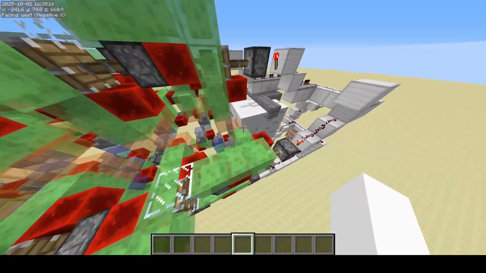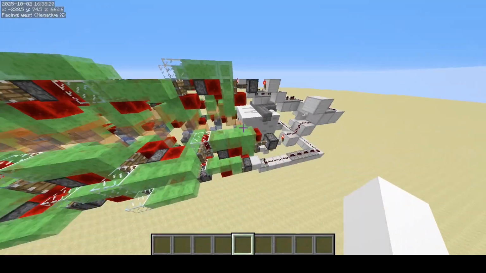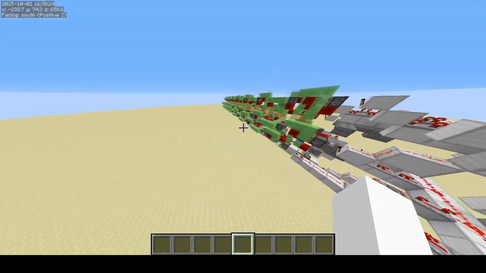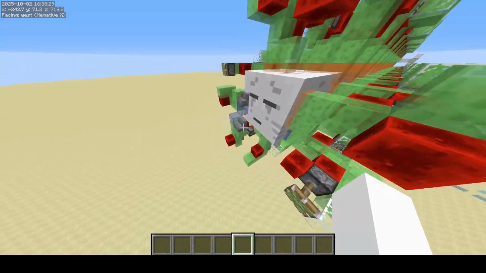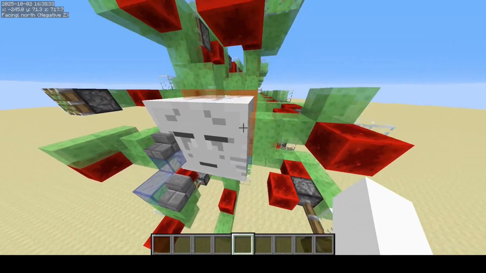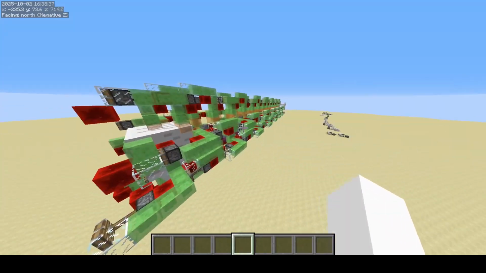Right here we have a ghast, okay? And here we have a giant piston contraption, and if I flick this lever here, then this ghast will be instantly transported to the end of this giant piston contraption. So all these pistons fire in the same game tick, and this ghast travels over here to the end in a single game tick. That's what an instant entity conveyor is. And in this video I will explain how these things work.